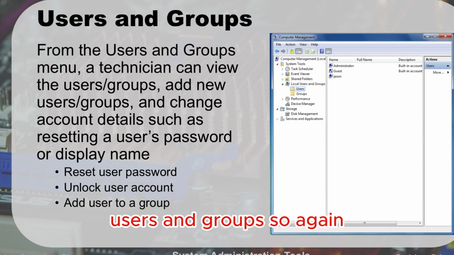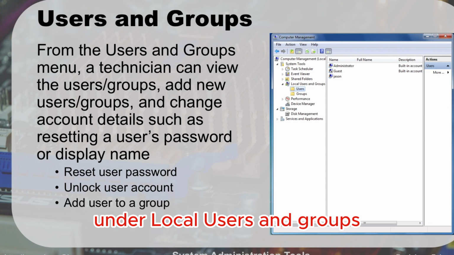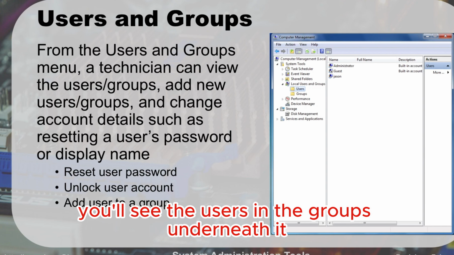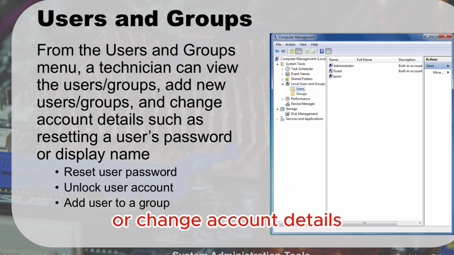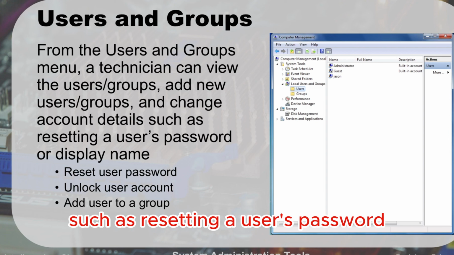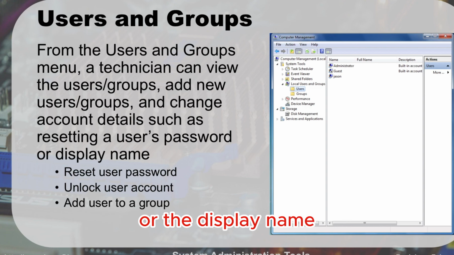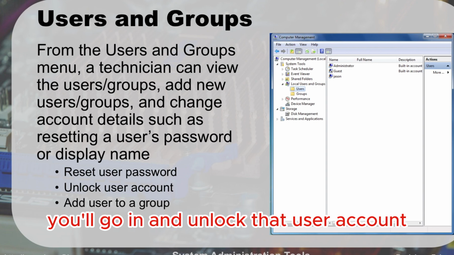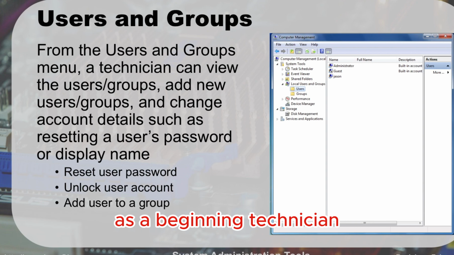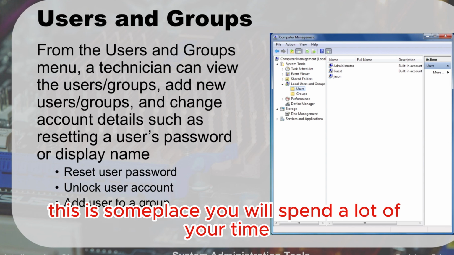Users and groups. Again, you can get to this from computer management under local users and groups. You'll see the users and the groups underneath it. From here, you can add new users or groups to your computer or change account details, such as resetting a user's password or their display name. If somebody types in their password wrong too many times and their account gets locked, you'll go in and unlock that user account.